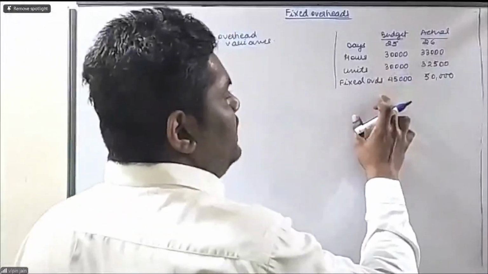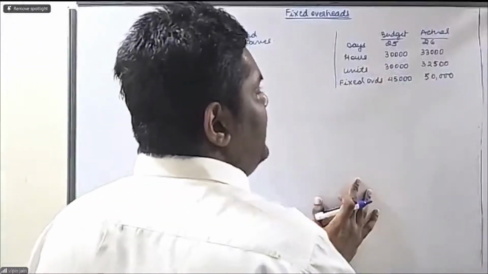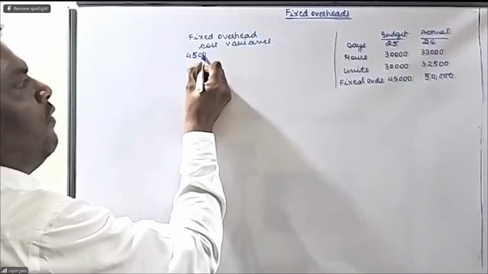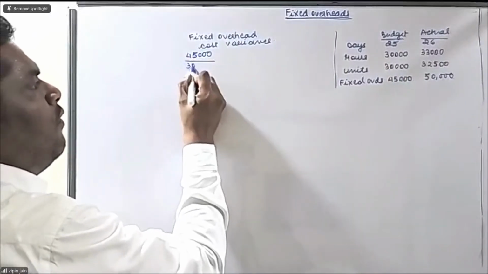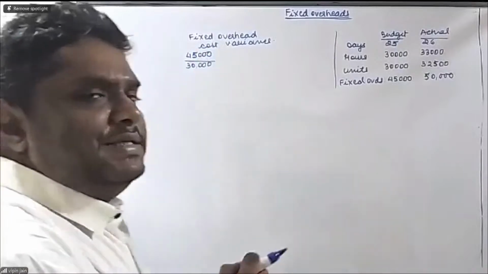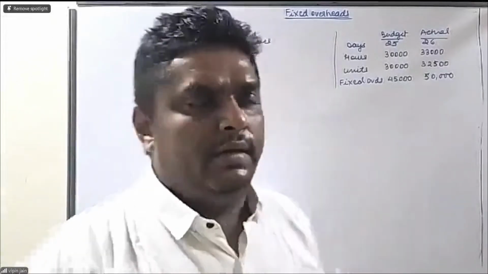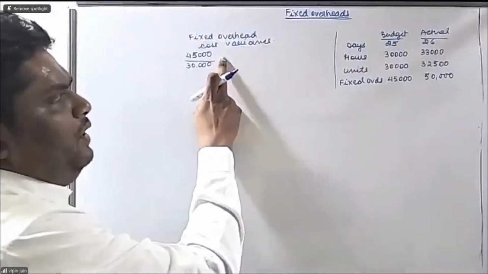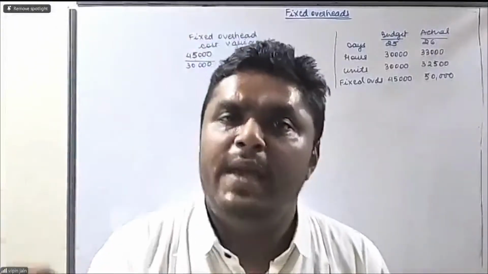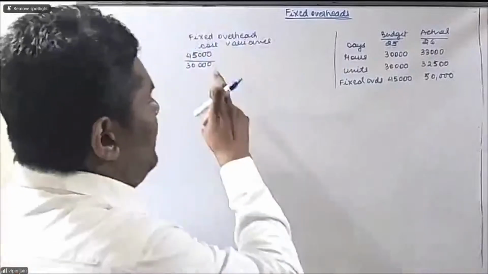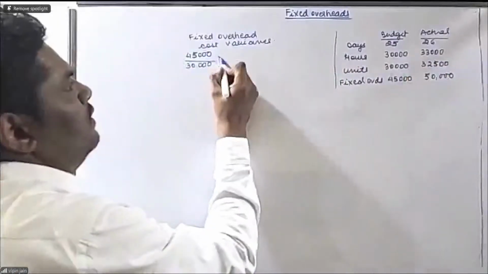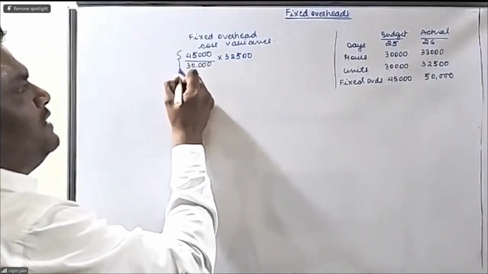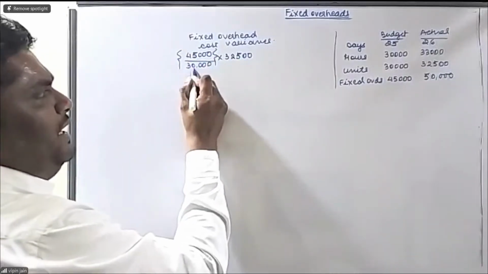So how will we calculate the absorption rate? 45,000 divided by 30,000 units. This is how we will calculate the absorption rate. Since we get the rate per unit, this absorption rate will be applied to the actual units. My actual units are how much? 32,500. This is the first step, where we are calculating the absorption rate.